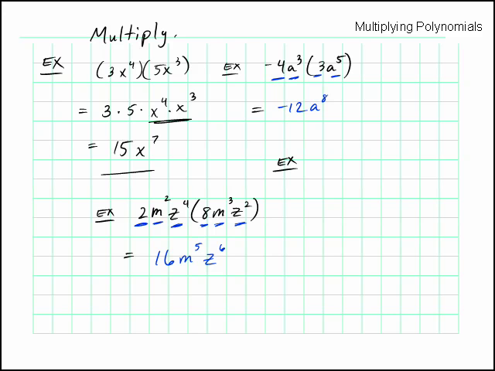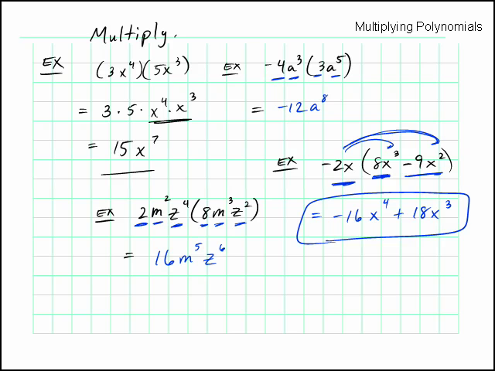Now what if we have something other than a monomial, like a binomial, two terms? For example, what if we have negative 2x and we want to multiply that by the binomial 8x cubed minus 9x squared? Notice that right here, I have that minus that. That's two terms. So what I have to do here, you may have guessed it, is I simply distribute. Negative 2x times 8x cubed is negative 16x to the fourth. And then distributing over here, negative 2x times 9x squared is a positive, a negative times a negative is a positive, 18x cubed. And I've multiplied the polynomials together.